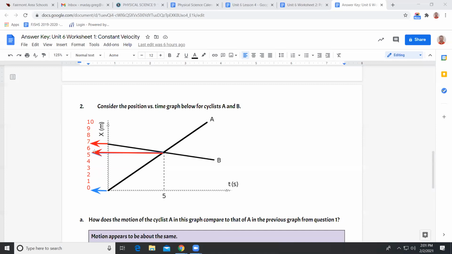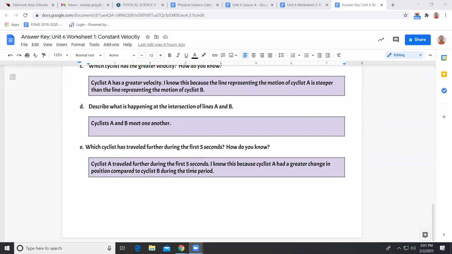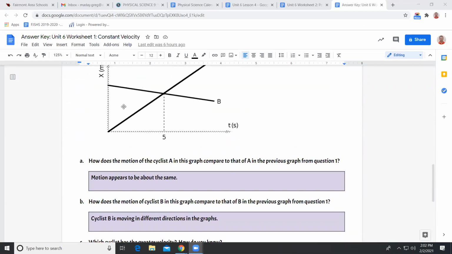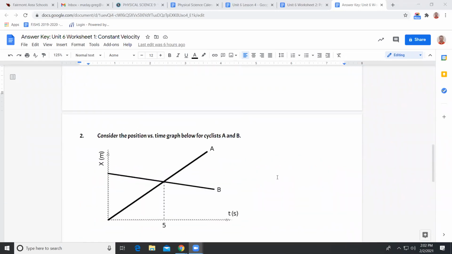So you can see, cyclist A has traveled a further distance over those first 5 seconds. The other way you can think about this is that they travel for the same amount of time, and the individual that has the higher speed will have traveled further. Since they both traveled for 5 seconds and cyclist A has a higher velocity, that cyclist will have a higher distance traveled over that time. Like it says, notice that cyclist A had a greater change in position compared to cyclist B. That's how I described it there, as a change in position.